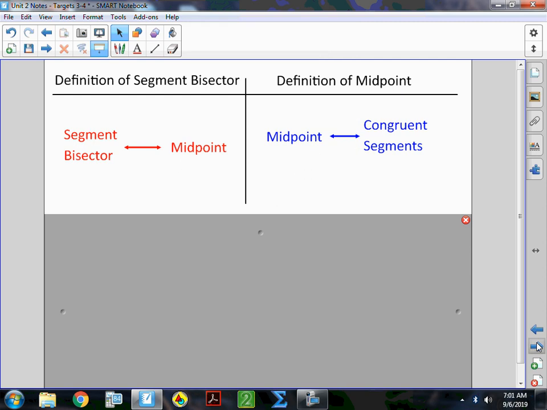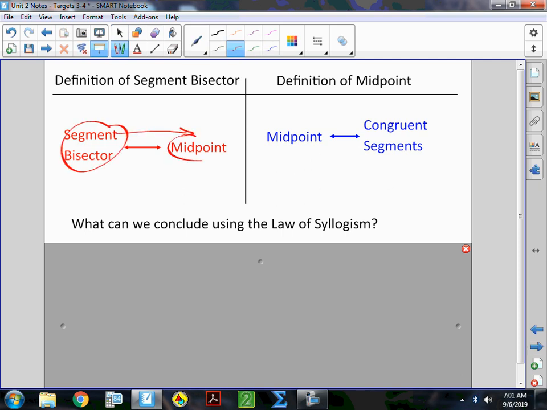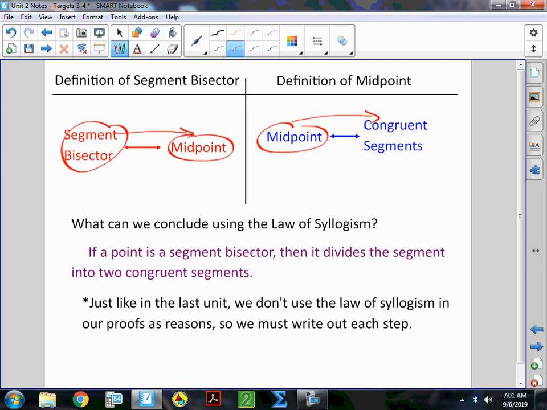So, question then, what can we conclude using the law of syllogism? So we have if segment bisector, then midpoint. We have if midpoint, then congruent segments. So the law of syllogism would say if a point is a segment bisector, then we have congruent segments. So that's true logically. Nothing wrong with that. We used the law of syllogism in our proofs last unit by following that train of logic, but we listed out every step. So we have to do that with our proofs in this unit as well.